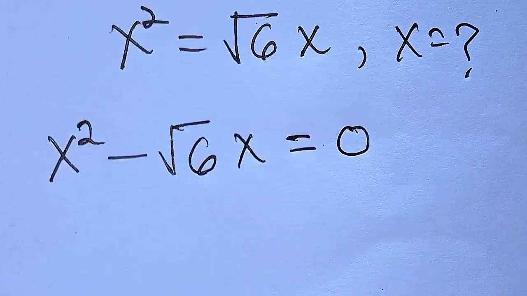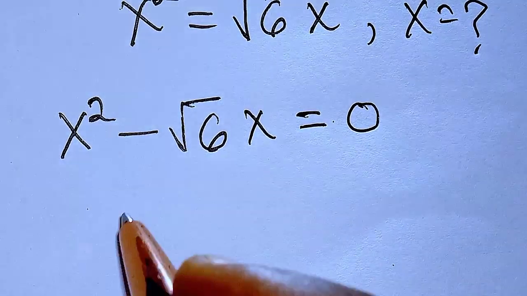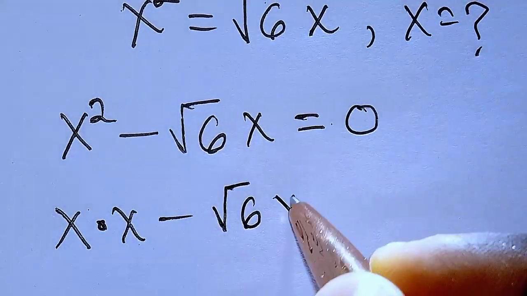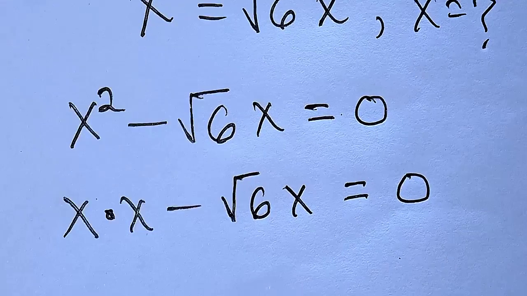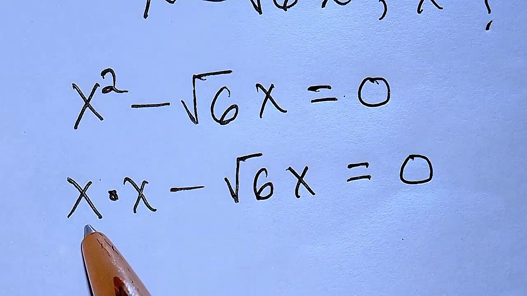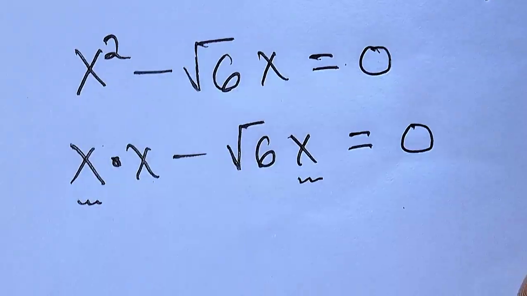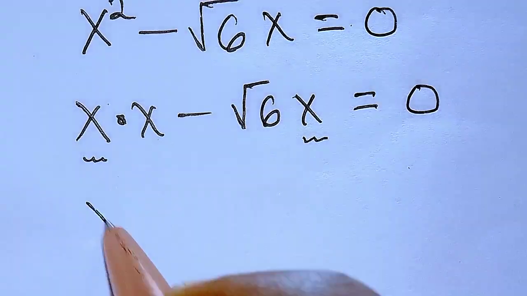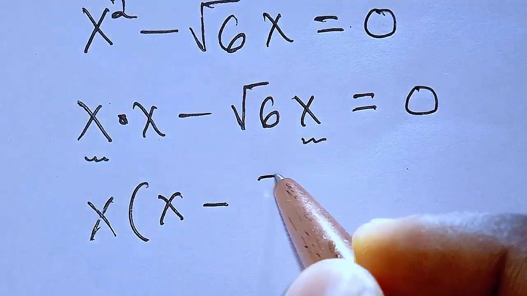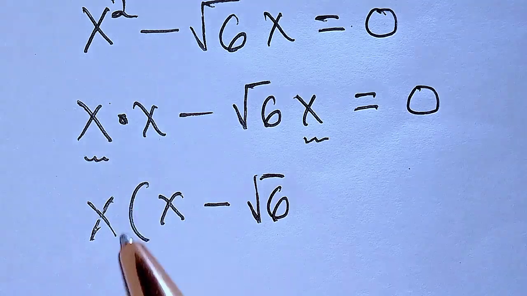which will be equal to 0, right? So now from there, the next thing we are going to do is rewrite this as x dot x minus root 6x equals 0, right? So now from there, we see that we have x here, so we are going to factorize the x out. So we are going to have x into bracket x minus root 6, because x dot x divided by x, you're going to have x.